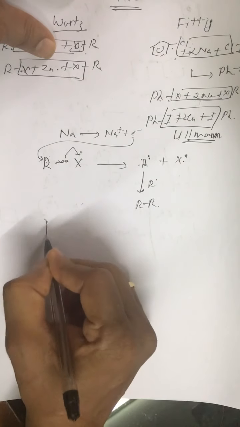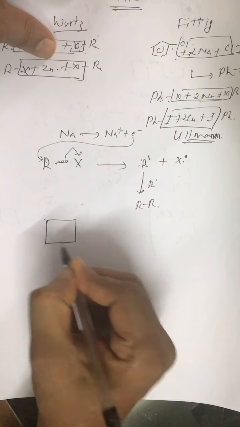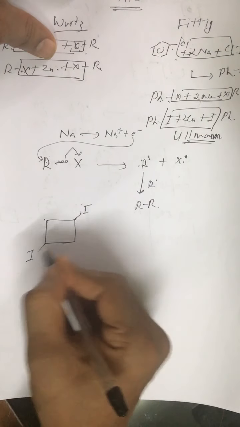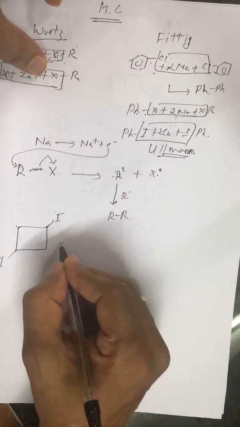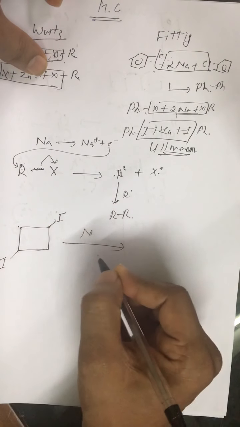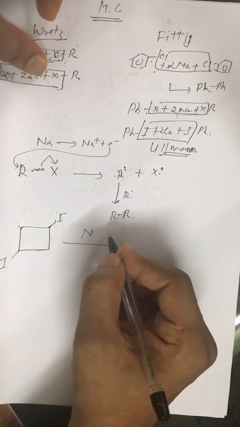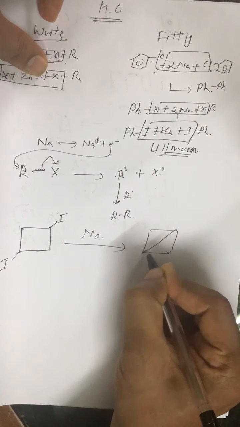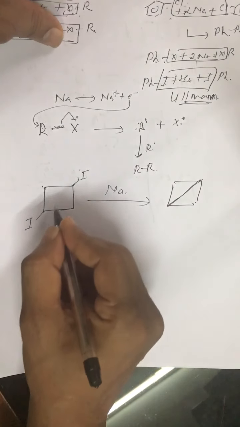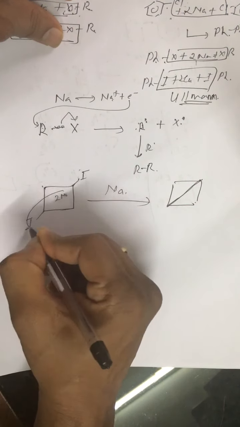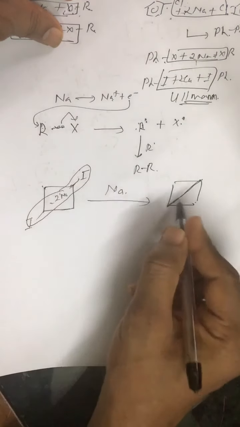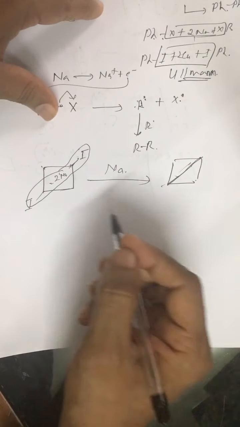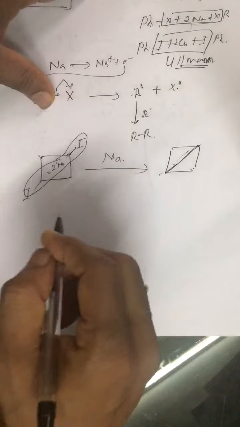So the point is there were many questions in examination, like you are given 1,3-diiodocyclobutane, and it is treated with sodium metal. What is the product obtained? This is the product, two iodo groups with twice of Na. This is the removal of twice of NaI, and there is a bond between these two. So by using Wurtz reaction you can prepare many alkanes.